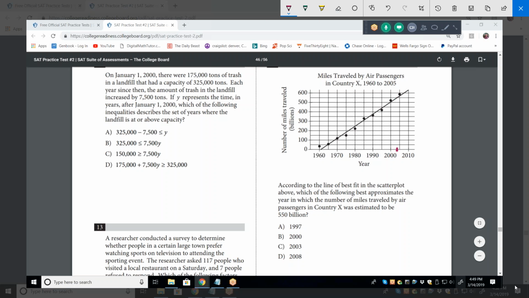550 is right there. And I'm going on the line. I'm not putting my point between the two dots. I'm going on that line that is the line of best fit, the best predictor of where it's going to be in any given year. And you're right. If I then go down to see what this point is, 2003 is the closest. It's hard to tell exactly what that point is, but if you look at the answers, there's no question it has to be 2003. Okay.